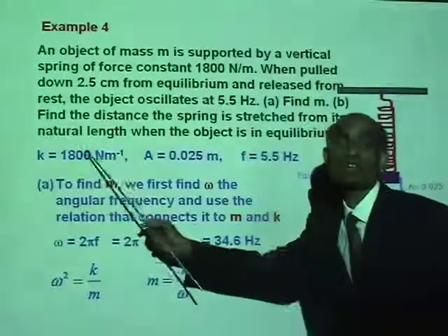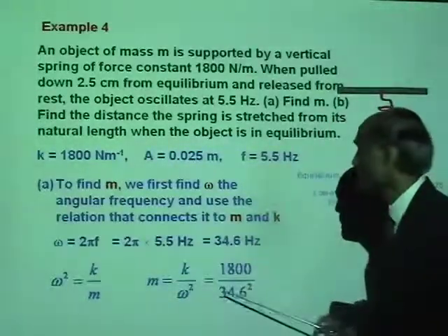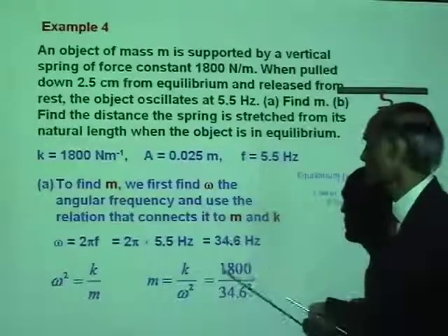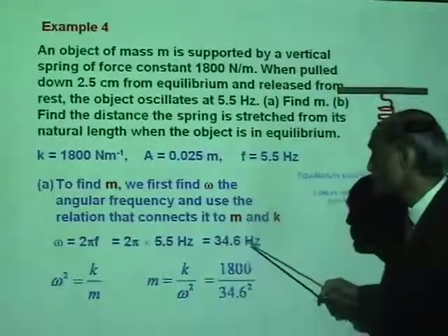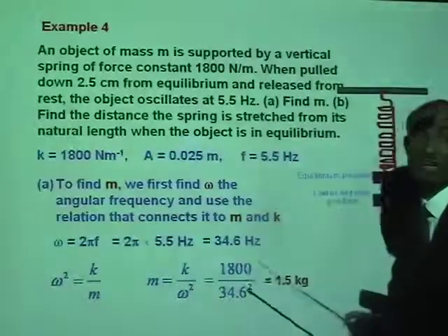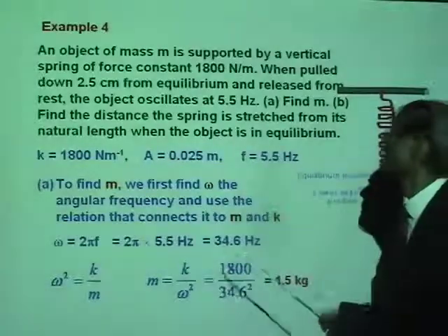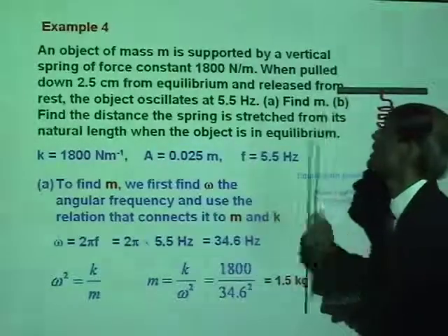K is 1800 Newton per meter. Omega squared is 34.6 squared. Omega is 34.6 and square it. And that gives me m equal to 1.5 kilogram. So we found the mass m.